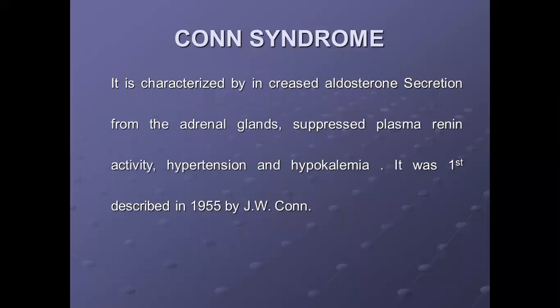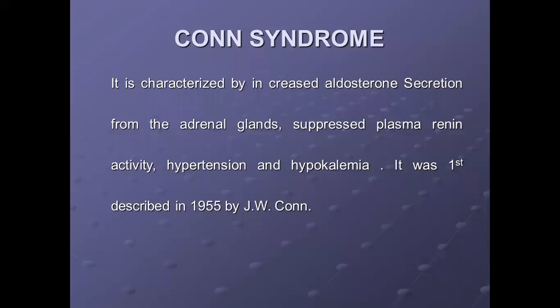There's another important topic which we see in clinical practice: Conn syndrome. It is characterized by increased aldosterone secretion from the adrenal glands, suppressed plasma renin activity, hypertension, and hypokalemia. These patients usually present with resistant hypertension. It was first described in 1955 by W.J.